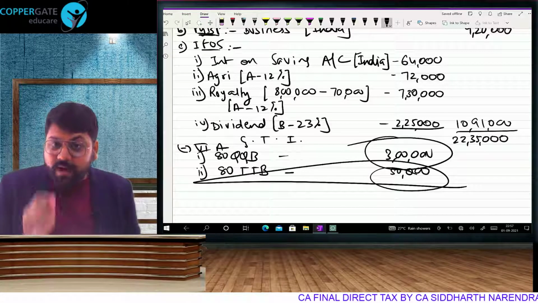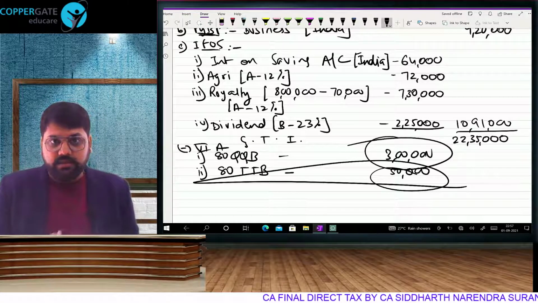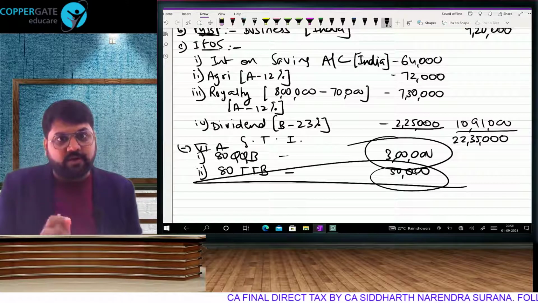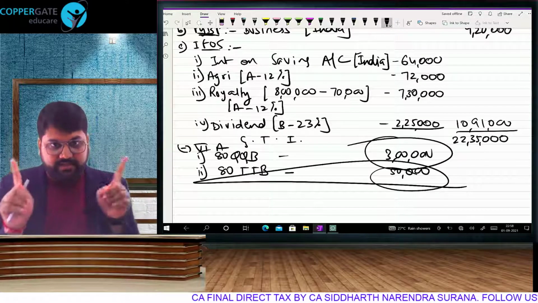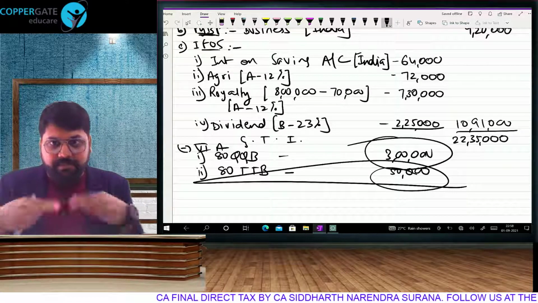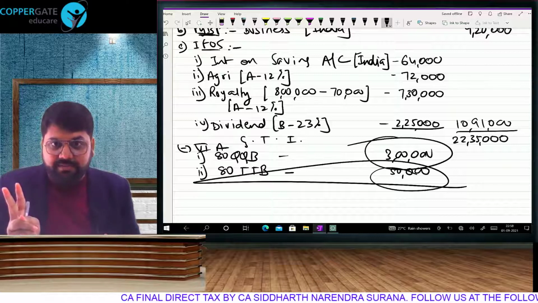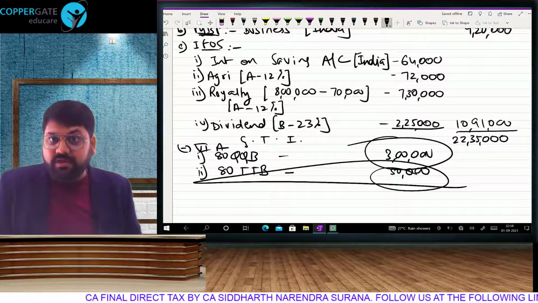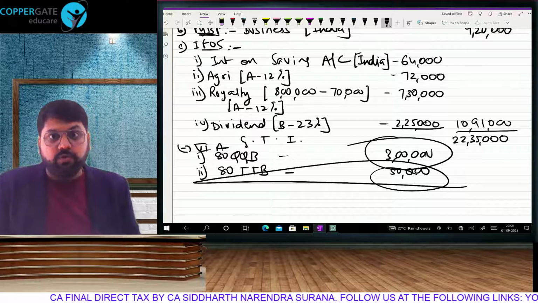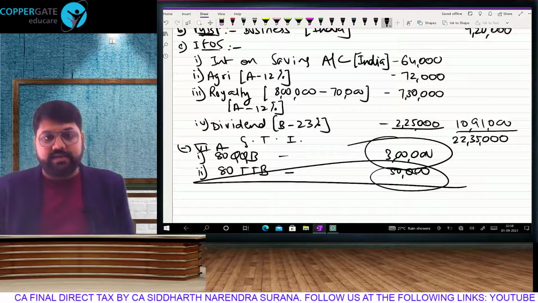80TTB is only if you are a resident aged 60 years or more. So all other individuals and HUF, including non-resident individuals, will come under 80TTA. That's the first difference. The maximum limit we have discussed: 80TTA maximum limit is 10,000. So if you don't observe the age of Mr. Vikas carefully, you will end up giving 10,000. But the correct is 50,000.